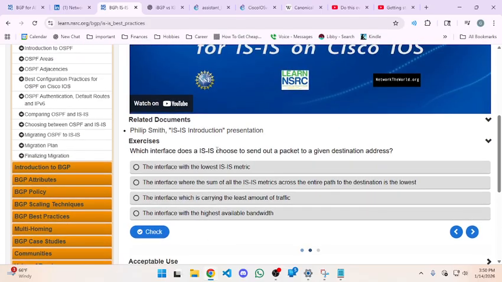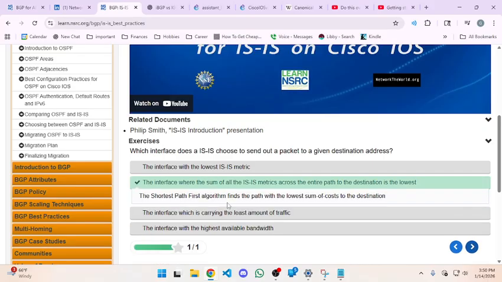All right. So which interface does ISIS choose to send out a packet to a given destination address? The interface with the lowest metric, the interface where the sum of all ISIS metrics across the entire path to the destination is lowest. Now remember, it's a link state protocol, so I think this one's right. The interface which is carrying the least amount of traffic, the interface with the highest available bandwidth. So let's see. Yep, I got it right. The shortest path first algorithm is used in ISIS as well as OSPF. So it finds the path with the lowest sum of costs to the destination.